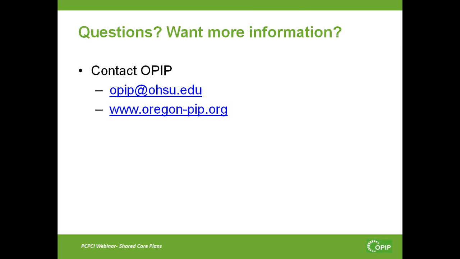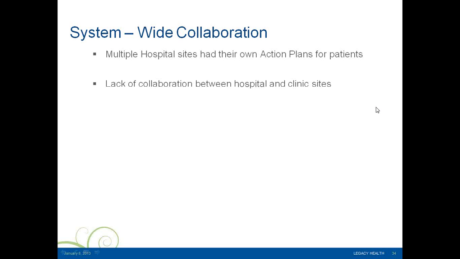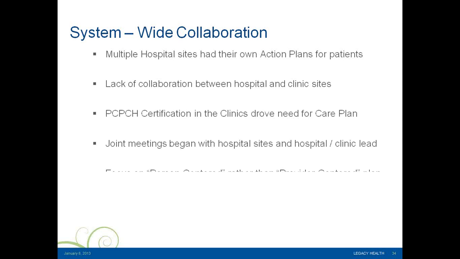There we go. So I'm the manager of Health Home Support, our medical home transformation here at Legacy Health, and we're a 6-hospital system with 19 primary care clinics that are a mix of internal medicine and family practice, and 13 of our sites in Oregon are Tier 3 patient-centered medical homes with the state of Oregon. So that's kind of what drove us to start looking at developing a person-centered care plan.